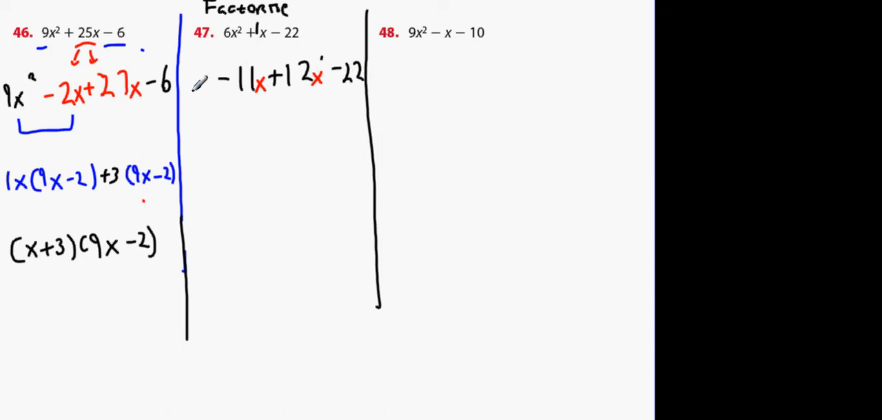James, what can we take out of the first two? Huh? What letter do they have in common? You can take out x. Will 6 divide into 11? So that means you can only take out the number 1. Okay? They have no factors in common. So James, what's left then?